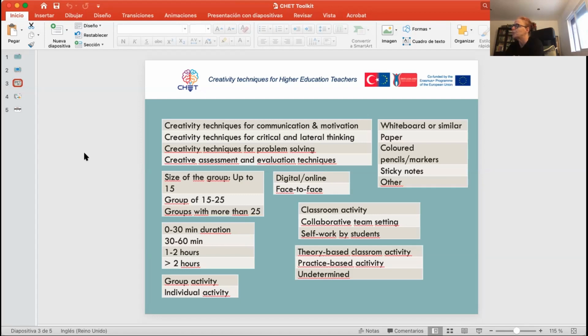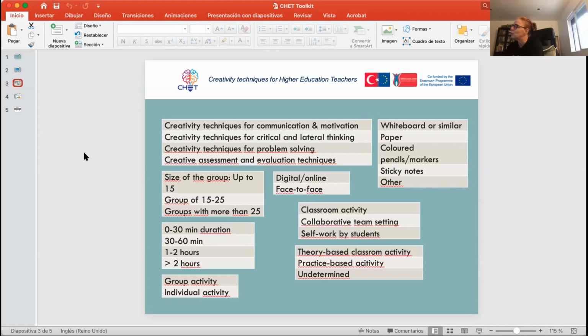And this is also important, bearing in mind whether you have the availability or you prefer to do a group activity or individual activity. Also, of course, we have activities which are classroom-based or collaborative team settings or self-work by students. So either you have all the students in a classroom and you do it as an activity, but you can also create collaborative teams between your students who can then work in groups within the classroom or outside the normal lecture period on the topics.